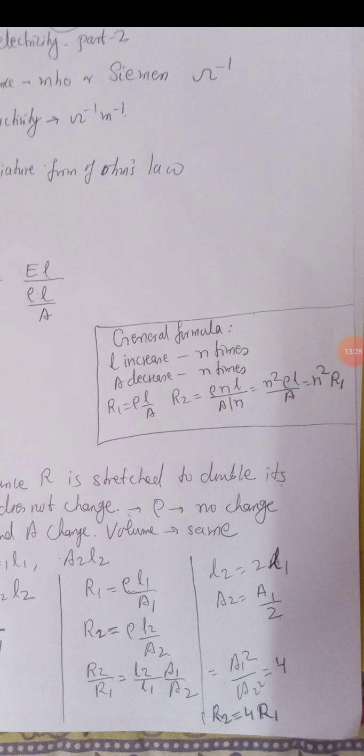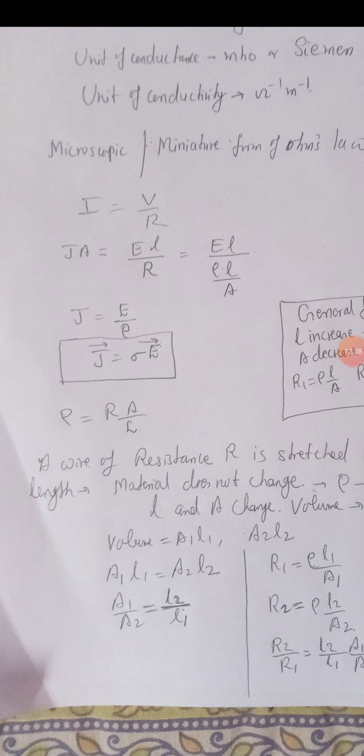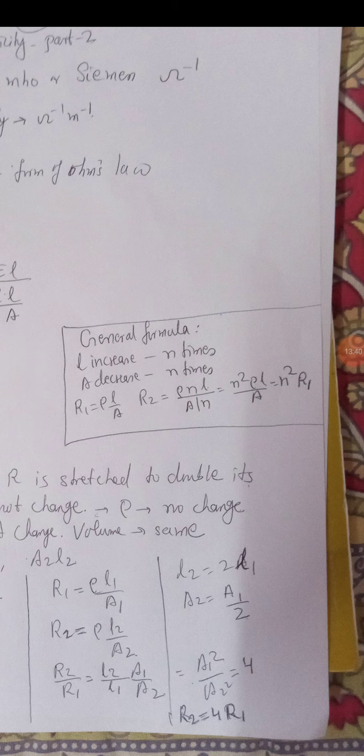Now you see this formula R2 upon R1. I have written L2 upon L1 into A1 upon A2. Now from the relation you can see, student, L2 upon L1 is the same as A1 upon A2. So I have written it. So I got the formula R2 upon R1 as A1 square upon A2 square. And then I substituted it and I got the answer 4.